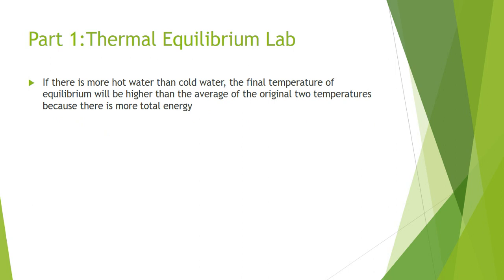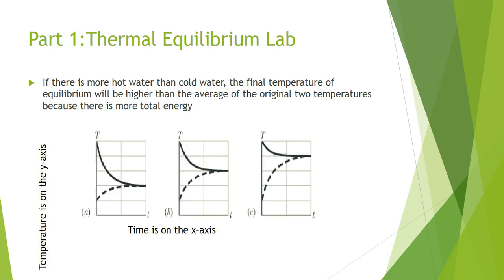The first question after that was this question. It asked, was there in that graph more cold or hot water? And the key here, we have to understand that if there's more hot water than cold water, the final temperature of equilibrium is going to be higher than the average of the original two temperatures because the total energy is now more. If you have a larger container of hot water than cold water, you've got more energy than if you had more cold water than hot. Again, part of this is just picturing what is happening here. What is really going on?